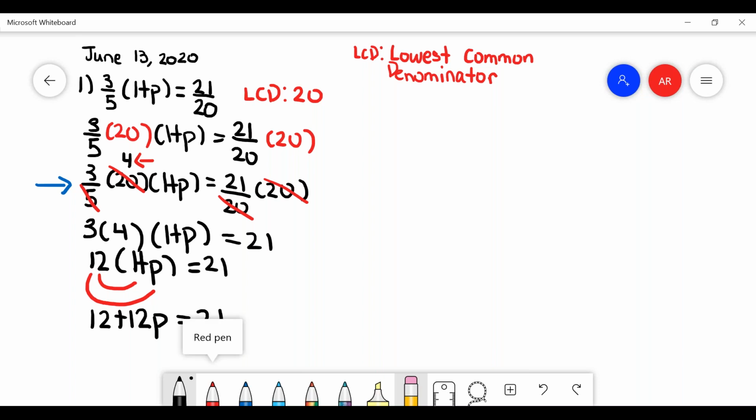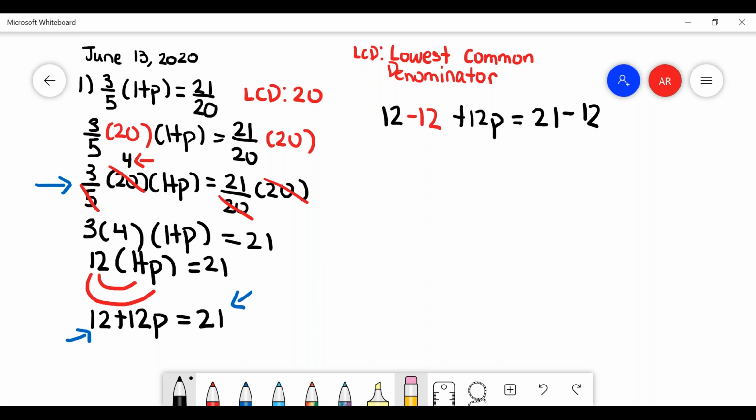The way to do this is I am going to subtract 12 on both sides to get rid of it on the left side. And in order to combine it with the 21, we want to bring it to the right side so I can combine like terms. So I'm just going to write over here 12 minus 12 plus 12p is equal to 21 minus 12.